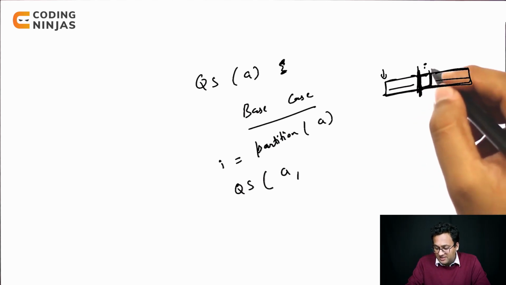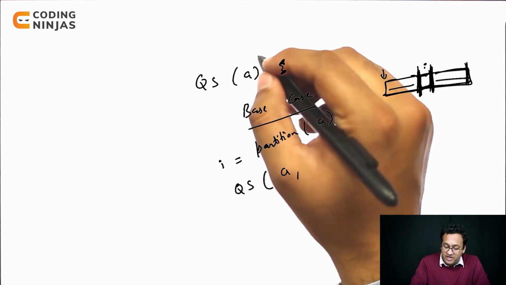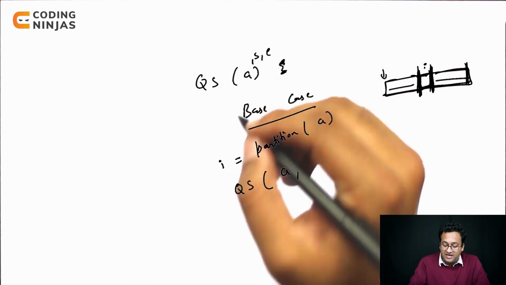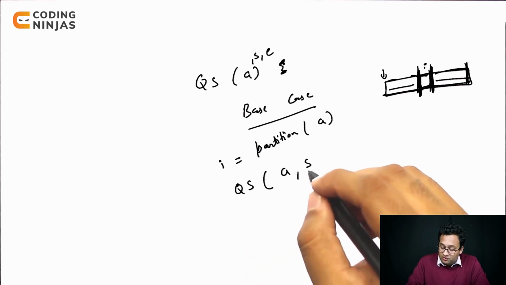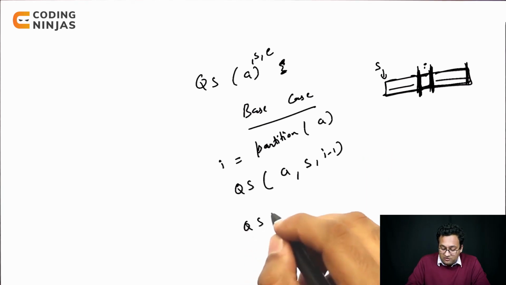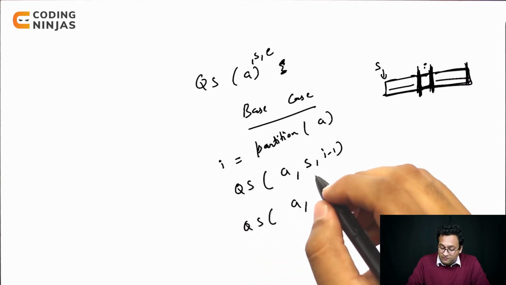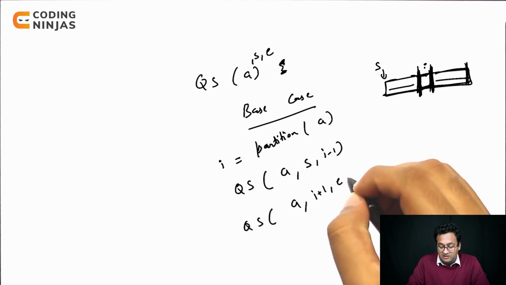For this part I'll say from here go till the end. So I'm going to get a start index and an end index. So the first half will go from start till I minus 1. Then I'll call quicksort on the second half, which will go from, let's say, I plus 1 till the end.